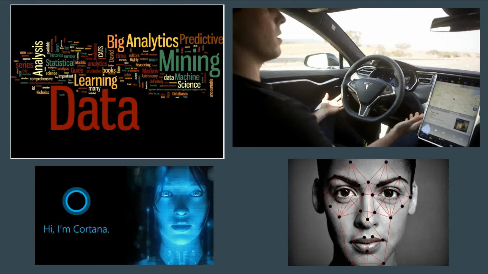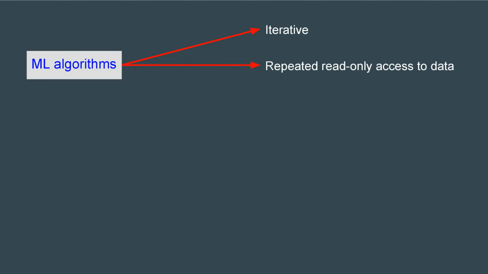In today's era, you must have heard about the revolution that big data and machine learning is bringing for us. Applications of ML range from self-driving cars to facial recognition and more. Many of the ML algorithms that are used are iterative in nature and perform repeated, read-only access to data. They tend to rely on matrix vector multiplications to achieve an optimal model.